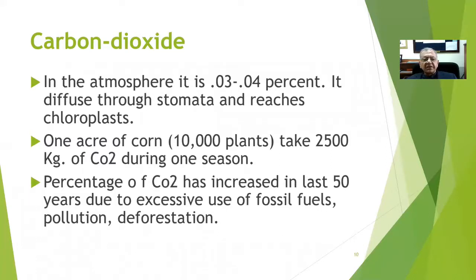What are the raw materials? Carbon dioxide is a raw material. It is 0.03 to 0.04%, and this diffuses through the stomata and reaches the chloroplast. And here he has impressed you by saying that 1 acre of corn takes 2,500 kilograms of carbon dioxide during one season. And you know that the percentage of carbon dioxide has increased in the last 50 years due to excessive use of fossil fuels, pollution and deforestation. So carbon dioxide is one of the raw materials.